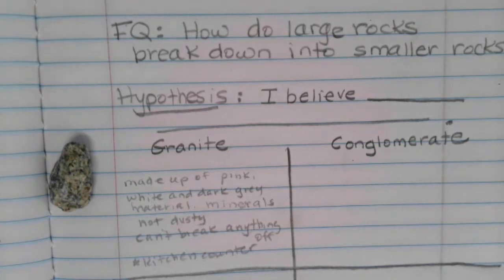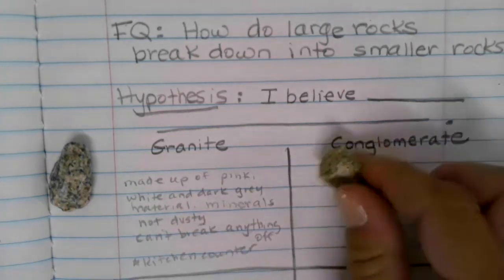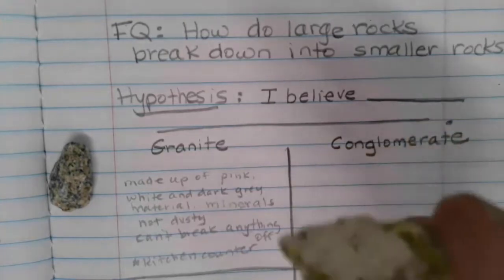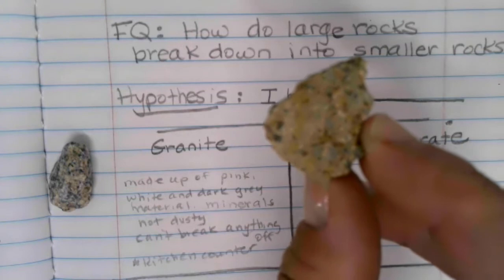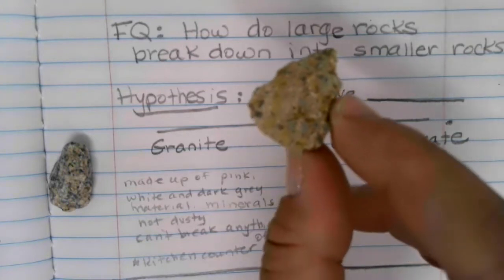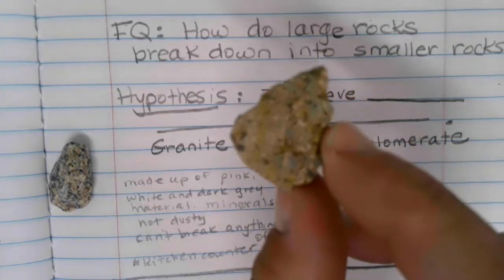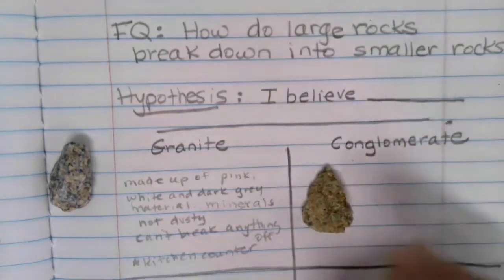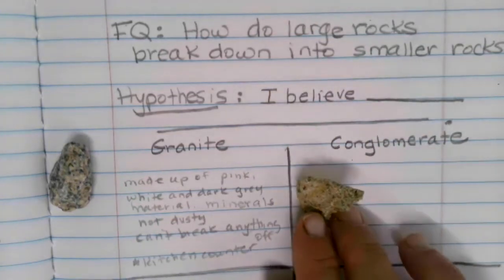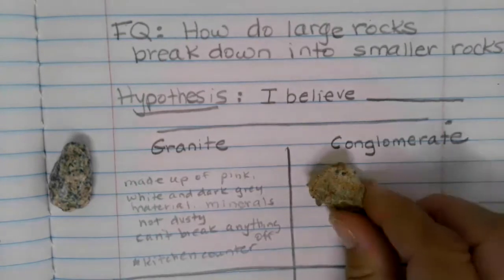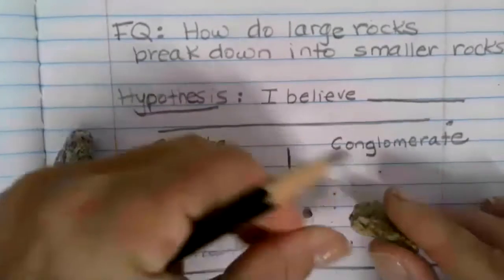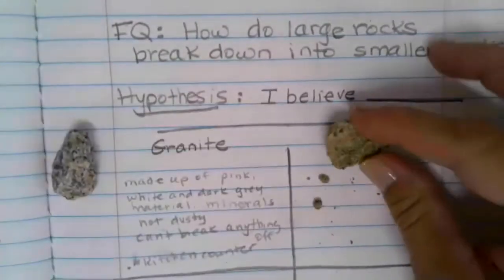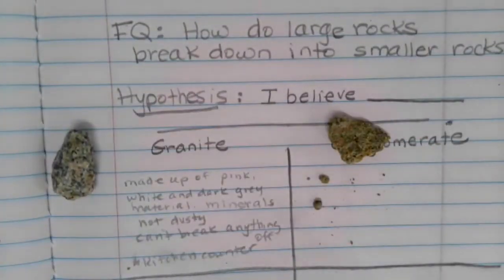Now my other one is conglomerate. So I'm going to show you that one. And you can see they look different. I'll bring it up. Now this one kind of makes me think of cement. It looks like it's got chunks of different parts in it. Oh, a piece just broke off. Oh, uh-oh. Oh, look what I could do. I just did that with my fingers.